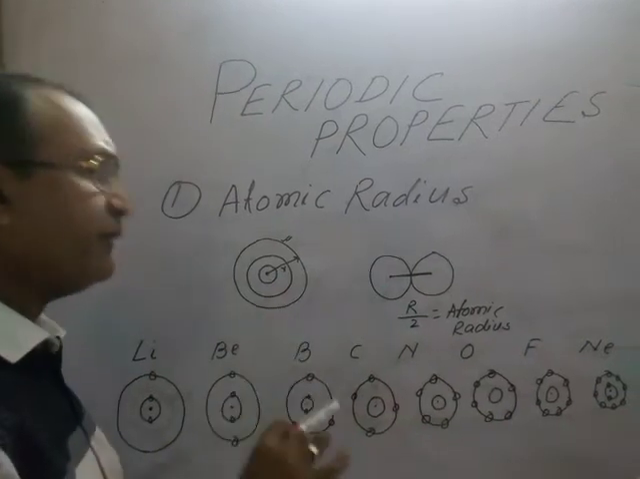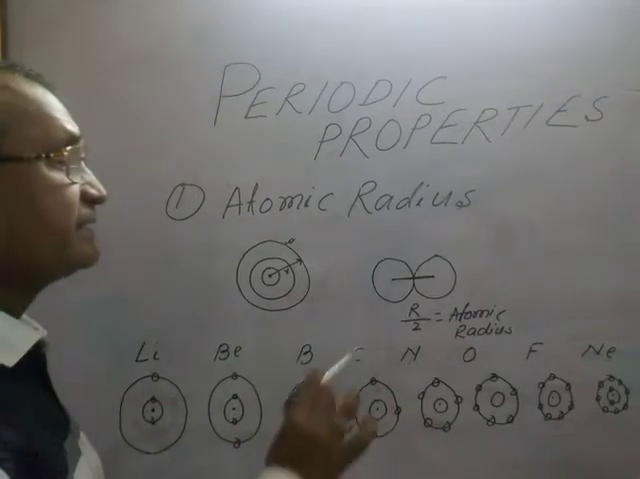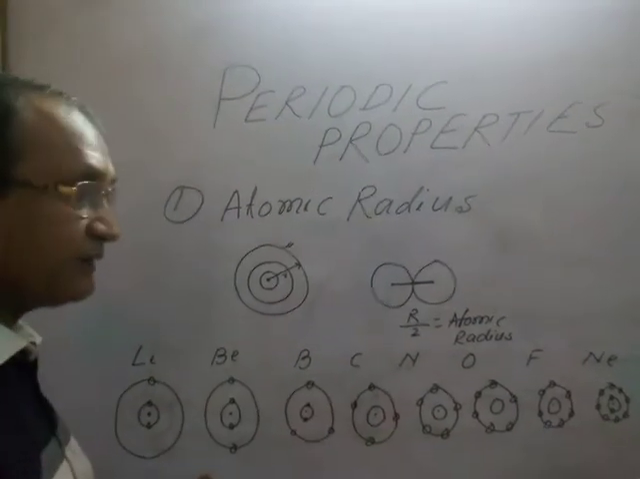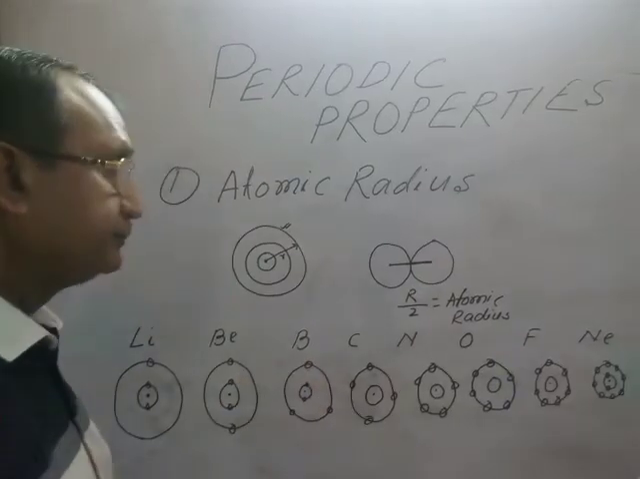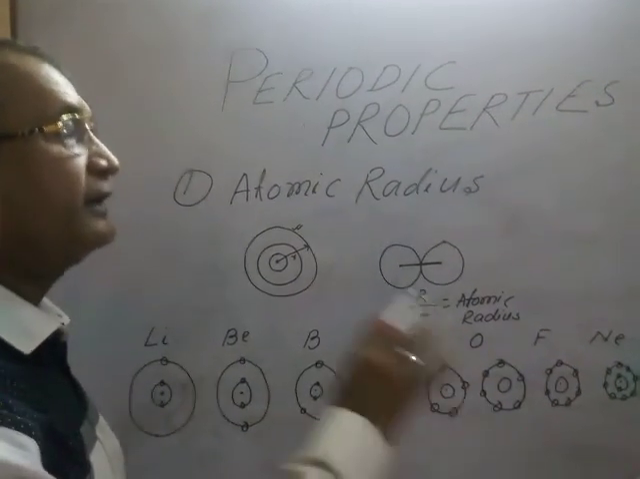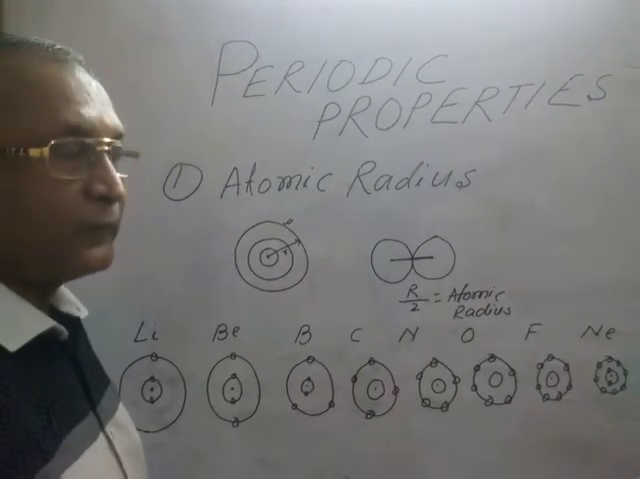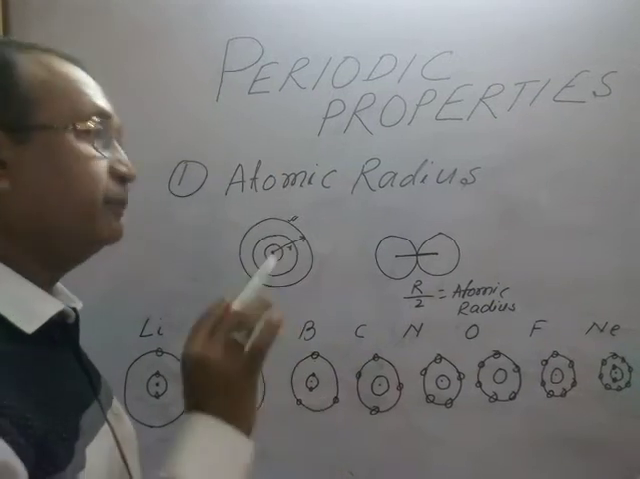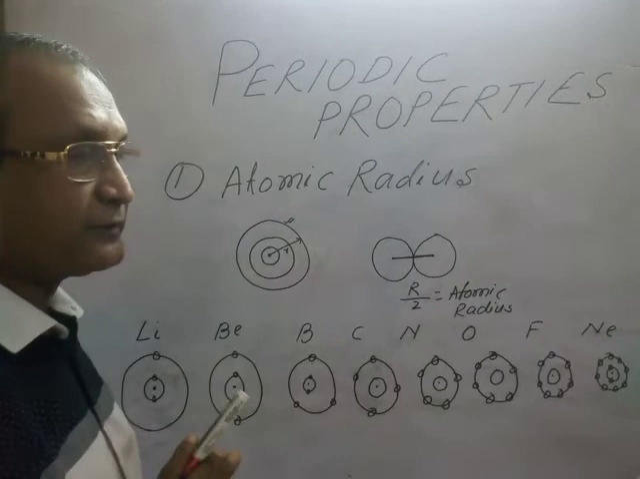This is a very important question for the board exam. What is the cause behind it? The question may come: atomic radius decreases across a period, explain. Atomic radius decreases across a period, give reason. It is a very important question for the board exam, and there you should write the answer briefly and to the point. There should be two points.